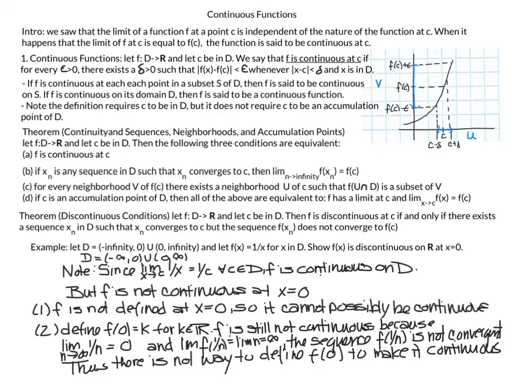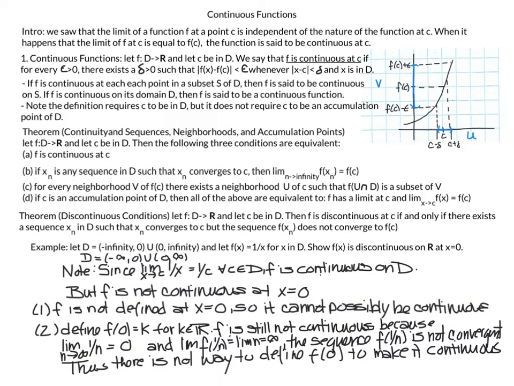And the reason is part B of this theorem here. If f is continuous and we have a sequence that converges to our C, then the limit of f of that sequence as n approaches infinity has to equal f of c. So using this theorem, first we need a sequence that converges to C. In this case, C is equal to 0. So the limit of this sequence, 1 over n, as n gets large, does converge to 0.